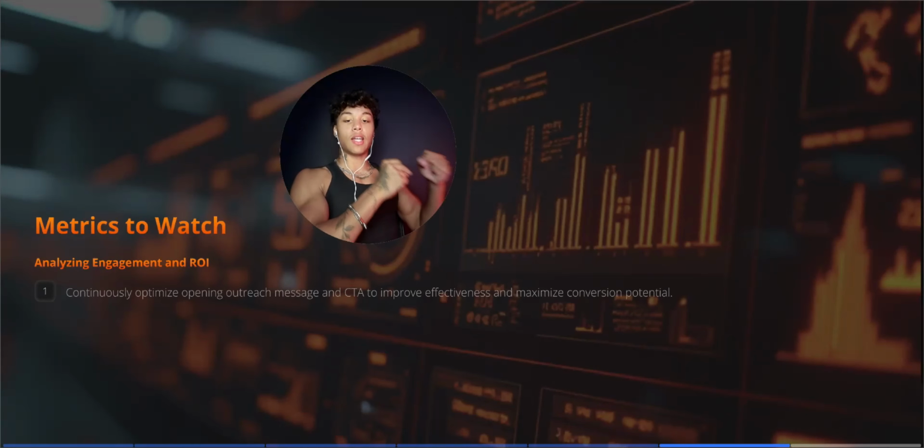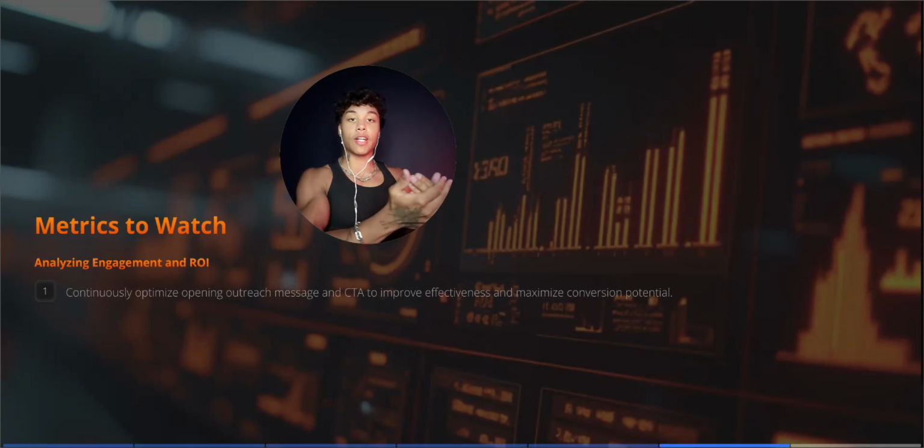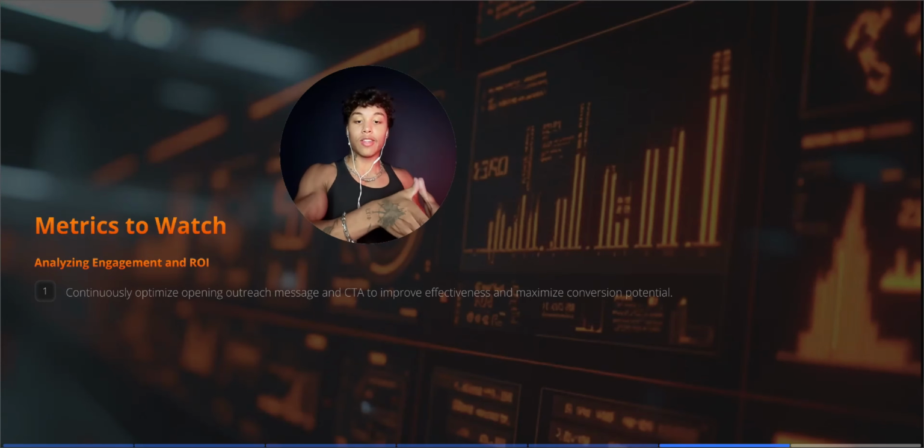You need to constantly analyze what is going on in your DMs. We need to figure out what's working and what's not working. We need to continue doing what's working and get rid of what's not working. So continuously optimize opening outreach messages and CTA to improve effectiveness and maximize conversion. Figure out when the drop-offs happen. Is it when you say, hey, how's your fitness journey going? Where it's so predictable that they just stop messaging you and time after time you're getting left on red. That is a great indicator that we need to switch up the wording on that approach and say something other than, hey, how's your fitness journey going?